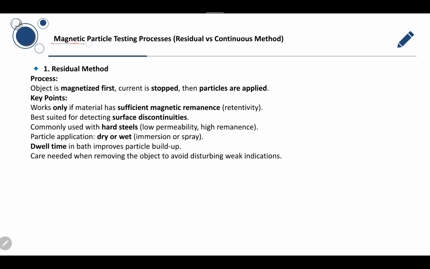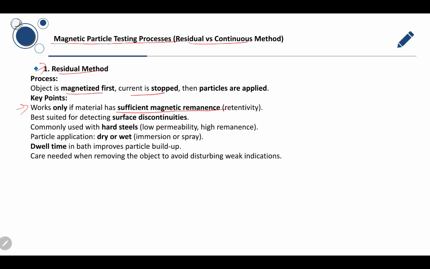Next slide is magnetic particle testing processes, residual versus continuous method. Finally, let's look at the two primary application methods for MPT. First one is the residual method, second one is the continuous method. Residual method: in this method the object is first magnetized, then the magnetizing current is stopped, and only then are magnetic particles applied. What are the key points? This method only works if the material has sufficient magnetic remanence or retentivity. This means the material must be able to retain enough residual magnetism to create a leakage field after the current is turned off.